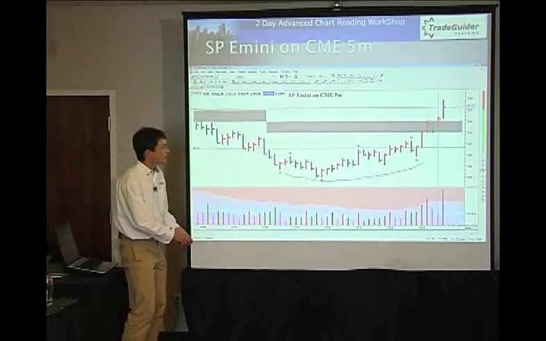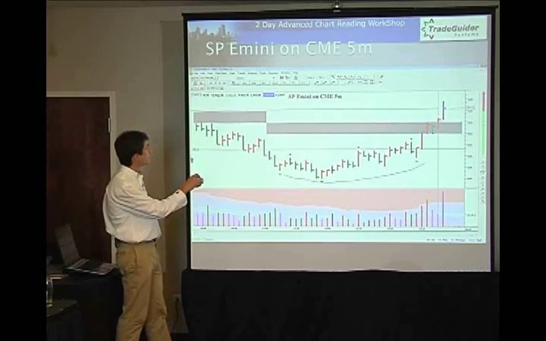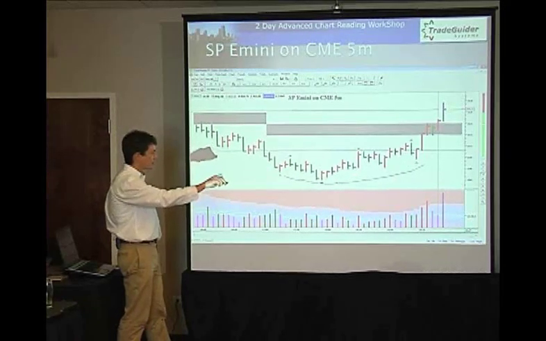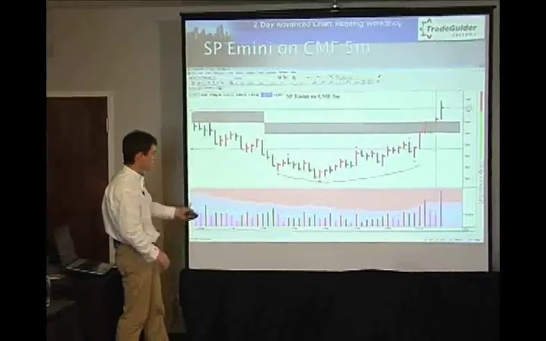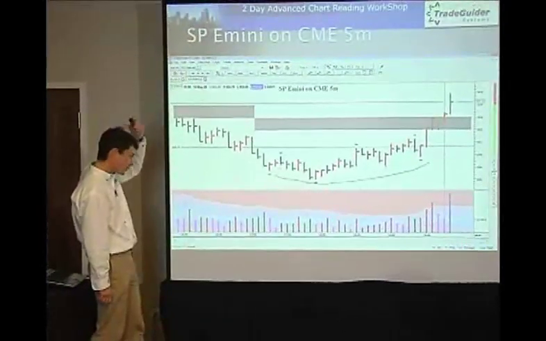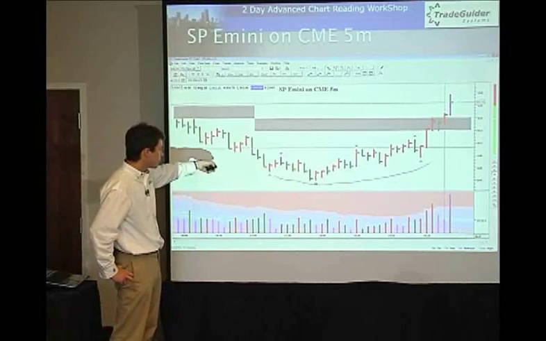So here we have a saucer shape, which is a rounding under effect. We have a rounding under effect, and this is called the saucer shape. Now again, this is the S&P, the mini, on 5 minutes. Again, you've got no real stopping volume here.